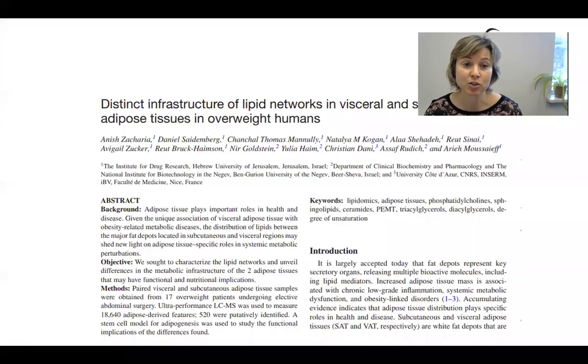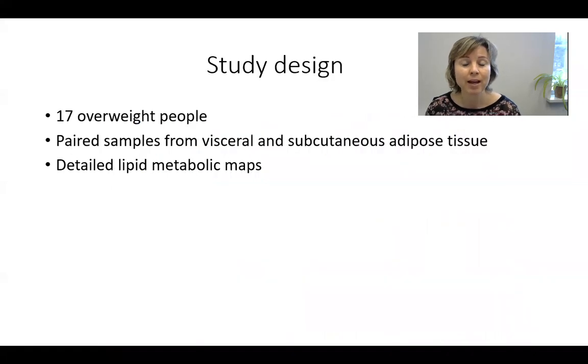A study that has just been published in the American Journal of Clinical Nutrition has looked at the differences between the visceral and subcutaneous fat and the metabolic maps. The researchers took paired samples from visceral and subcutaneous adipose tissue from 17 overweight people who were undergoing surgery, and they did detailed lipid metabolic mapping. What they found out was pretty fascinating.